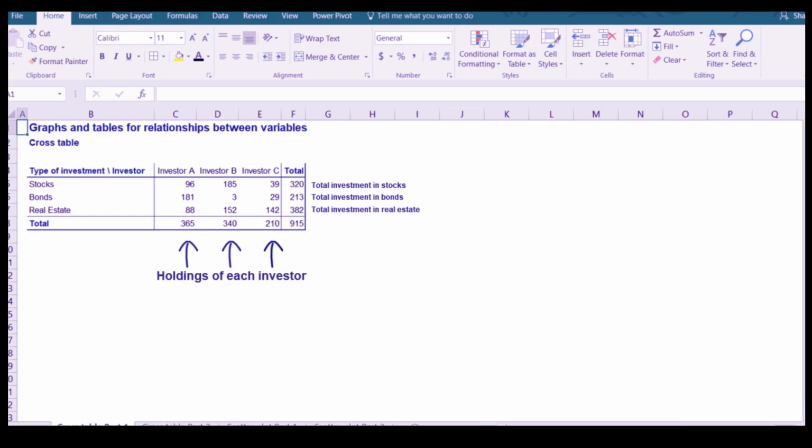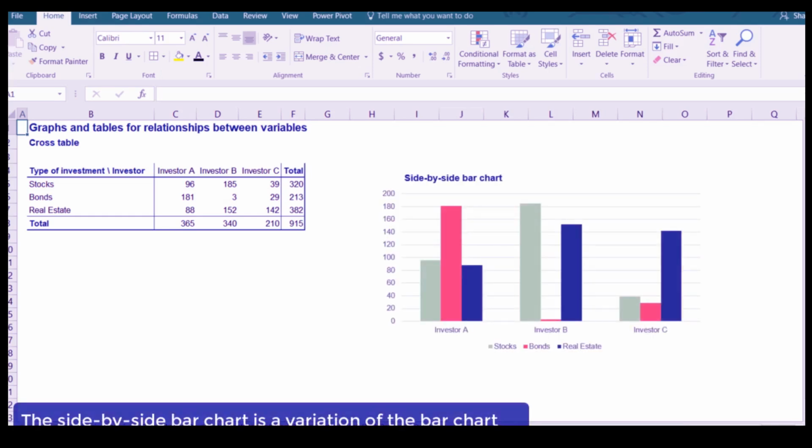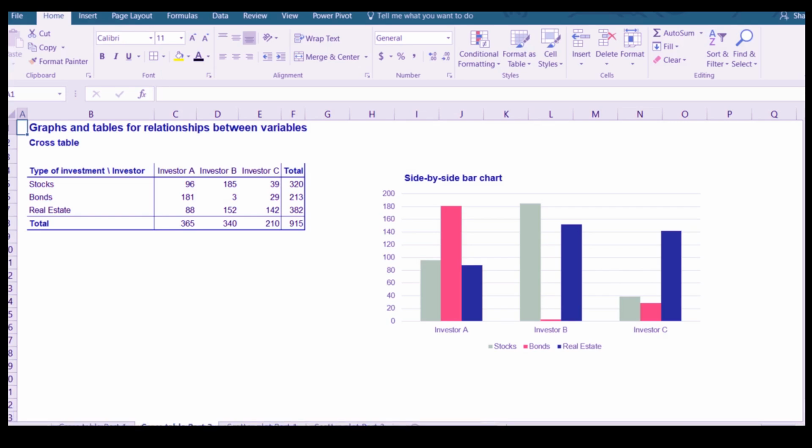Once we have created a cross table, we can proceed by visualizing the data onto a plane. A very useful chart in such cases is a variation of the bar chart, called the side-by-side bar chart. It represents the holdings of each investor in the different types of assets. Stocks are in green, bonds are in red, and real estate is in blue. The name of this type of chart comes from the fact that for each investor, the categories of assets are represented side by side. In this way, we can easily compare asset holdings for a specific investor or among investors.